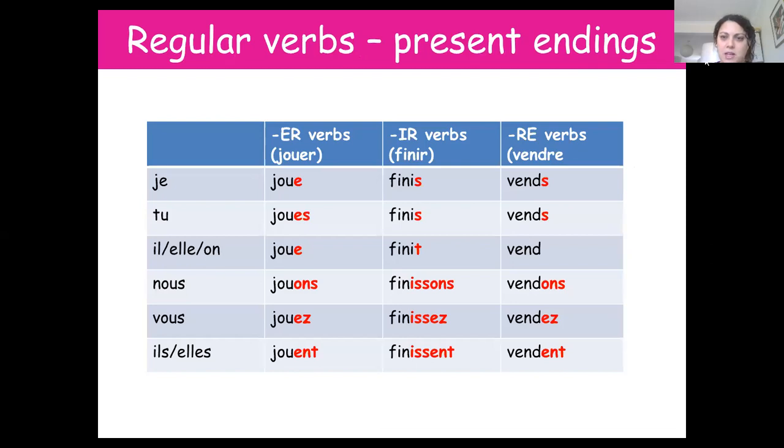So, and the present endings are as follows. Okay. So you need to know these off by heart. So if you do not know these off by heart, please pause this video and copy the endings. So for je, an ER verb is E, for tu, the ending is ES, E for il, elle, on, ONS for nous, EZ for vous, ENT for ils ou elles, which means they.